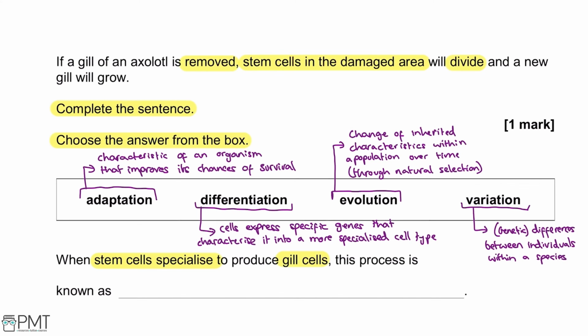Now we can look back at our sentence. When stem cells specialise to produce gill cells, this process is known as what? Well, looking at our definitions, differentiation is the one that talks about cells specialising into a particular type of cell. So that's the answer that we need to put down.